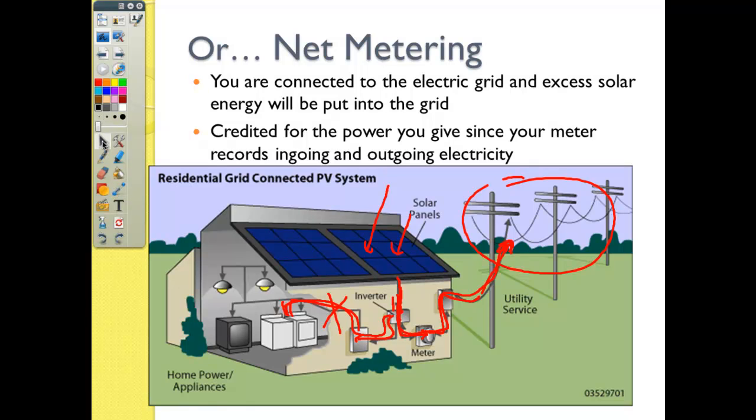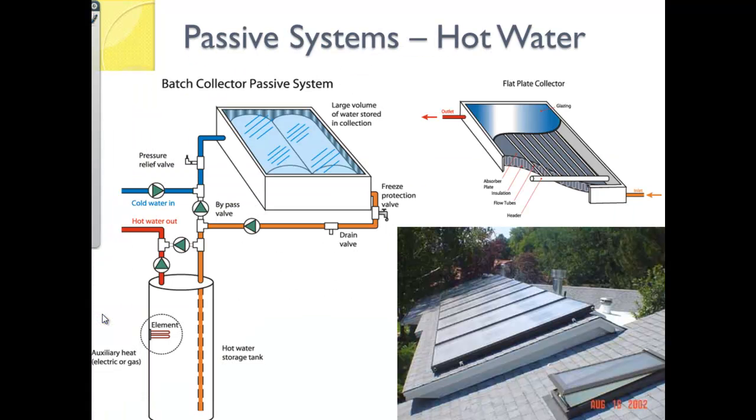If you can't use it, you send it back into the utility lines. So just another option for families to use. And the last thing is passive solar hot water systems for a house.